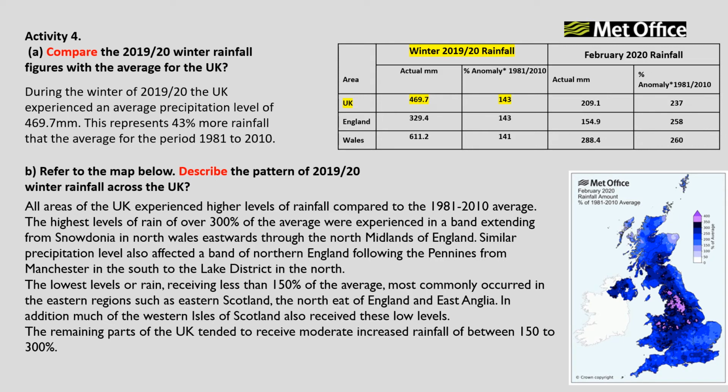So as you can see in the example answer on this slide here, the key has been split up into areas of highest rainfall, so over 300% of the average. It then looks at the lowest section of that key, so the lowest levels of rainfall. We've chosen 150% of the average and below, and then it looks at that middle section towards the end of that answer.